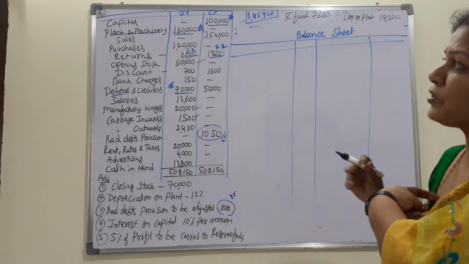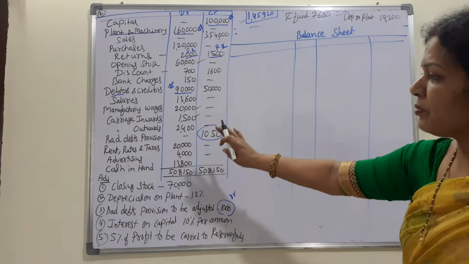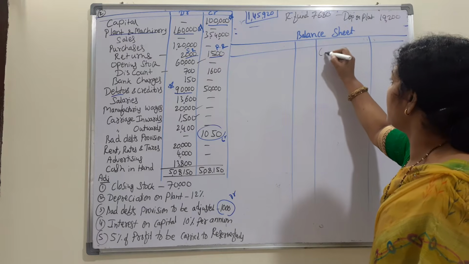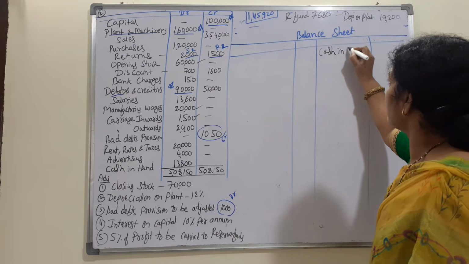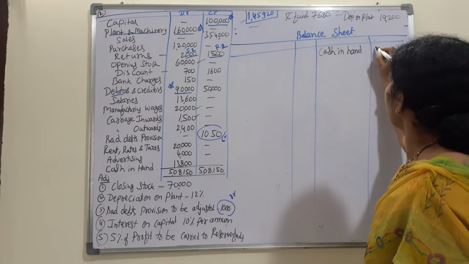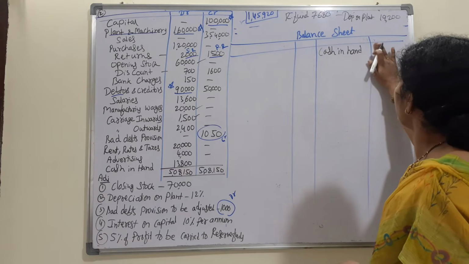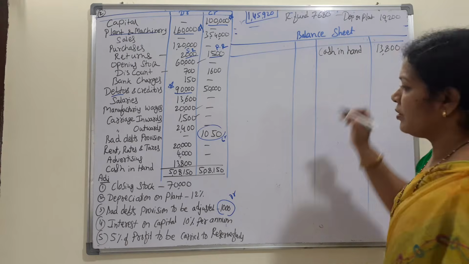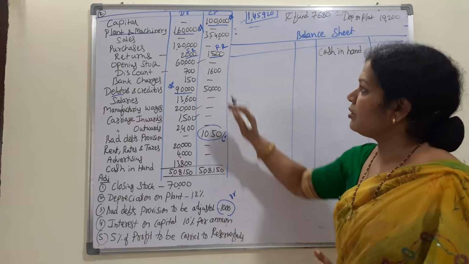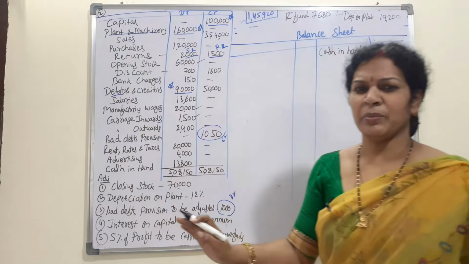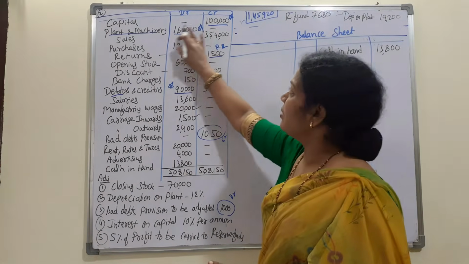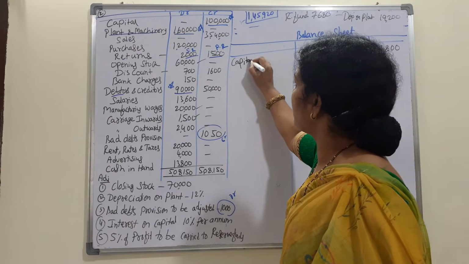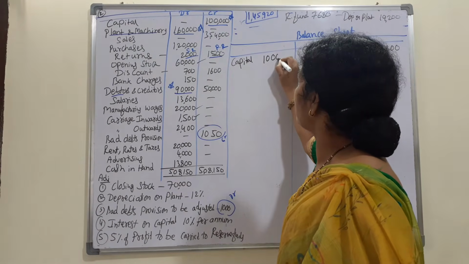So balance sheet, first we'll see all the assets and liabilities. First we'll take cash in hand. Cash in hand is 13,800. This is over. Next, all the assets and liabilities directly we'll take. First one is capital. Capital is here 1 lakh.